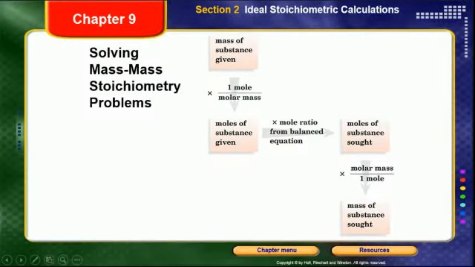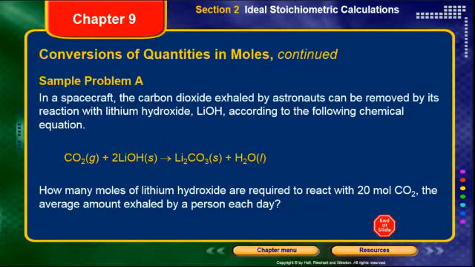So when solving mass-to-mass stoichiometry problems, it's a little bit longer. We're going to end up using 3 conversion factors, 2 of which are molar mass, only 1 of which is a mole ratio. So we'll be using the mass of the given substance and the molar mass of the given substance to convert that into moles of the given substance. Once we're in moles, we can use the mole ratio, again from the balanced equation, to convert to moles of the wanted substance, and then use the molar mass of that wanted substance to calculate the mass of that substance.